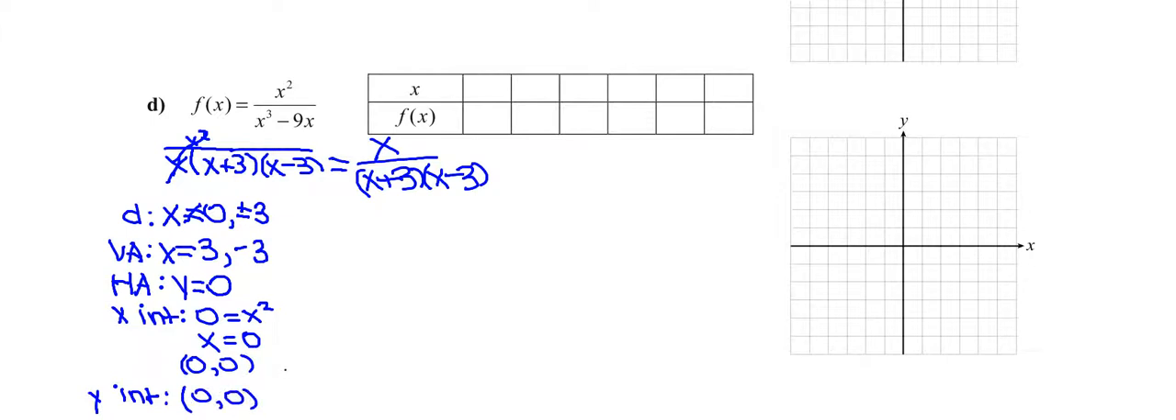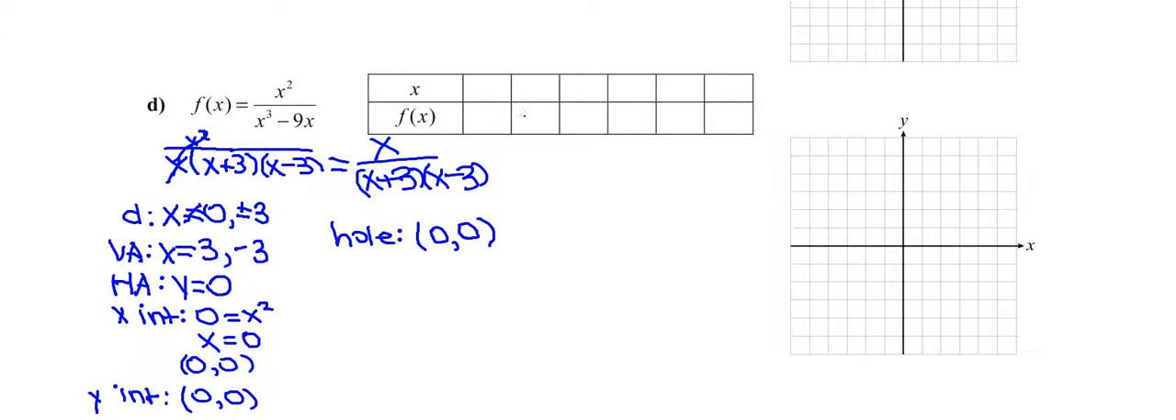Okay, so now that we have gotten that, we'll find our hole. To find our hole, we look at what we crossed out and what the value of x was. The value of x here was 0, so we know that. And then we plug in 0 for x in the most simplified form over here. So 0 divided by 0 plus 3, which is 3, times 0 minus 3, which is negative 3, so that's just going to equal 0. So our hole, our x-intercept, and our y-intercept happen to all be the same.